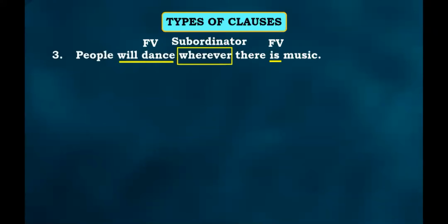Okay. So now people will dance is my main clause. Wherever there is music is my subordinate clause. We have to begin the subordinate clause with a subordinator. All right. Yeah. My dear, there is not a subordinator. All right. Now let us try to ask questions. Let us begin with the noun clause. What will the people dance? Which people will dance? When will people dance? Why will people dance? How will people dance? क्या question पूछ सकते हैं हम? Very good guys.